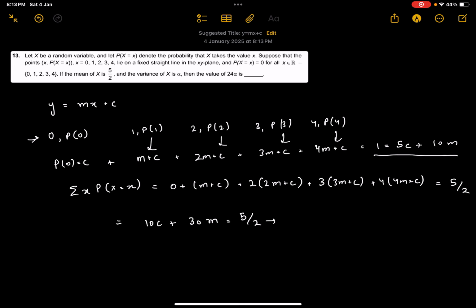So using this equation and the first, by doubling equation 1, we get 10c plus 20m equals 2. Subtracting this equation from the other, we get 10m equals half, which gives us m equals 1 by 20, which gives us c equals 1 by 10. Okay, we need to find the variance of X.